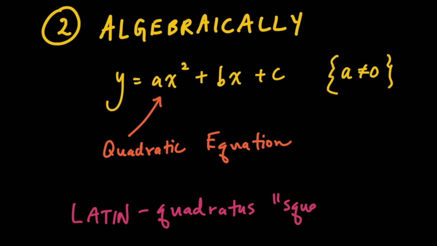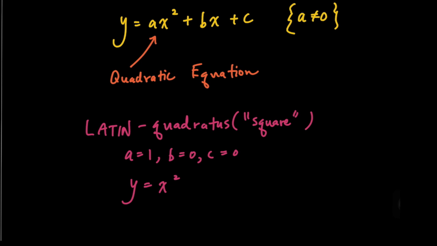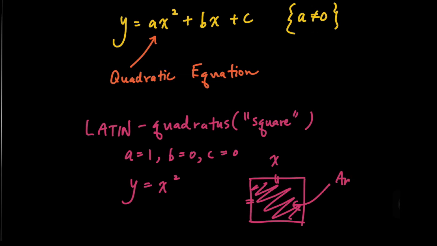If we ignore the last two terms and let a hold the value of 1, then the equation becomes y equals x squared. Taking a geometric approach, let's consider a square with length x. If the input is some length x, then the output x squared represents the area of this square. The defining feature of a quadratic equation is that it will always have a squaring term, a term that takes an input and performs the operation of squaring.